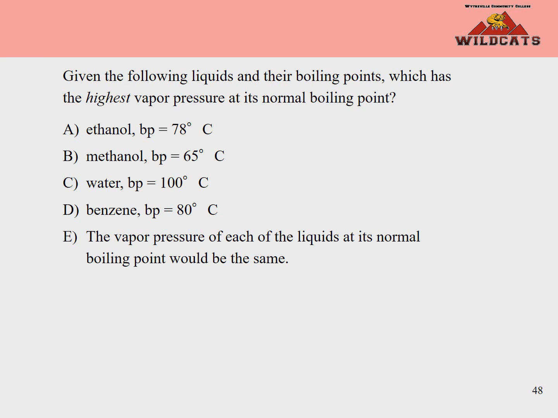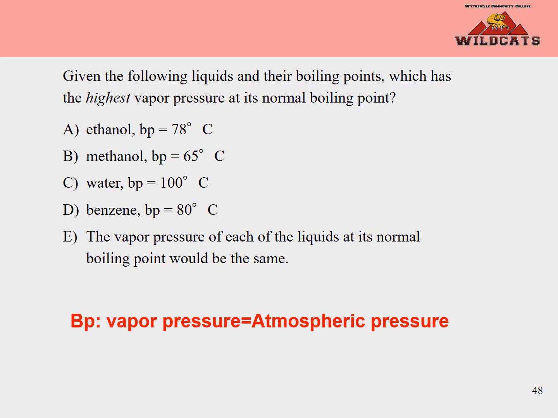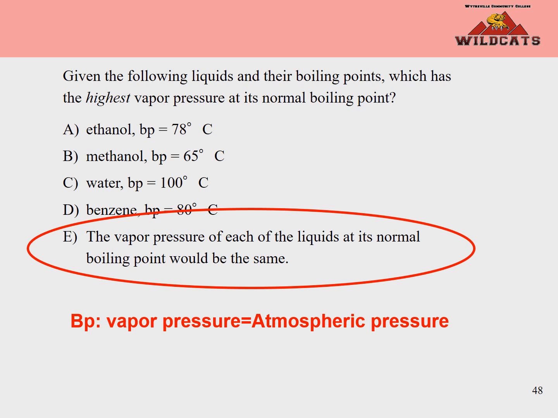We're looking for the highest vapor pressure at its normal boiling point. This is kind of a trick question because it's not saying any specific temperature. It's saying if we have each of these at the degree listed, all of these would be at their normal boiling point. If we had that temperature, they would all be able to vaporize and would have the exact same pressure, which would be the atmospheric pressure.